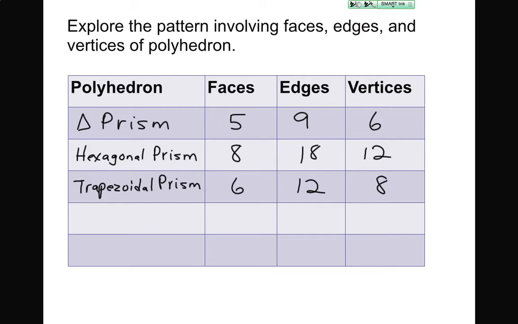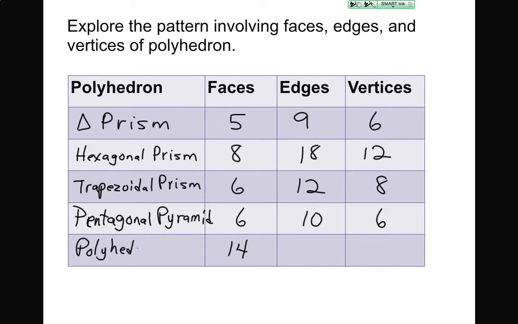Okay. Then we got a pentagonal pyramid. Okay, what do you got, Sam? 6 faces, 10 edges. Okay. And then Megan picked something she thought looked kind of cool, if you can see what she's counting up there. I have 14 faces. 14 faces. And I'm going to call it a polyhedron because it's not necessarily a prism or a pyramid, and she needs to do some more counting.